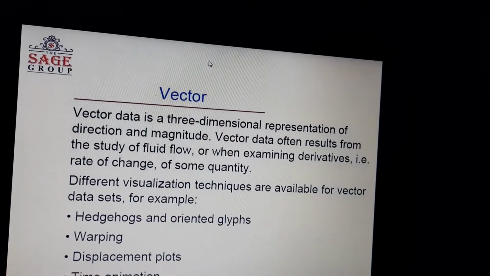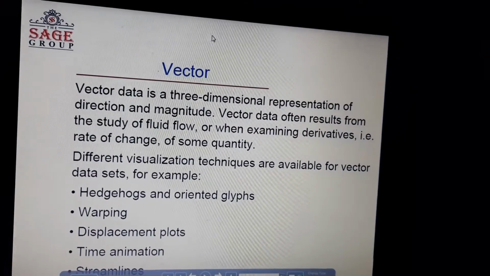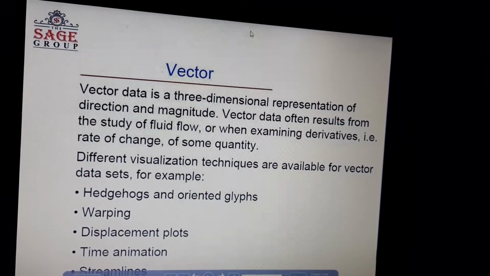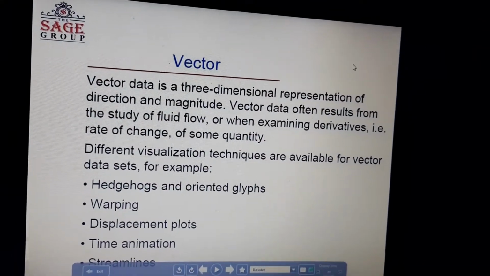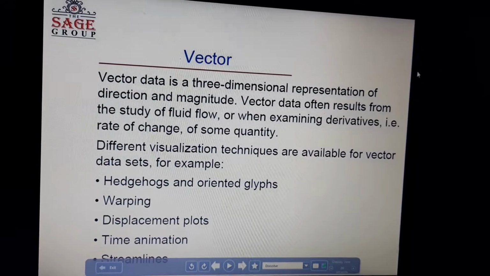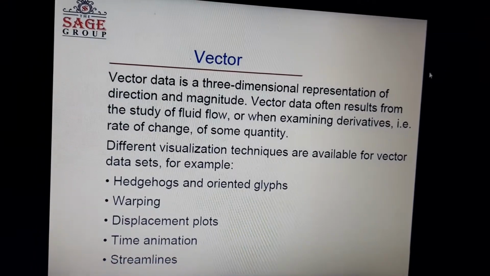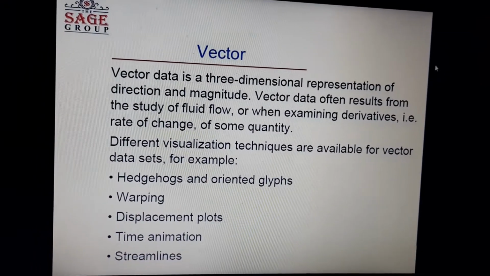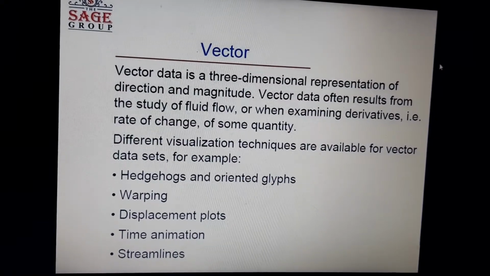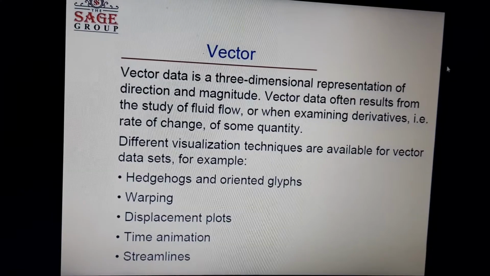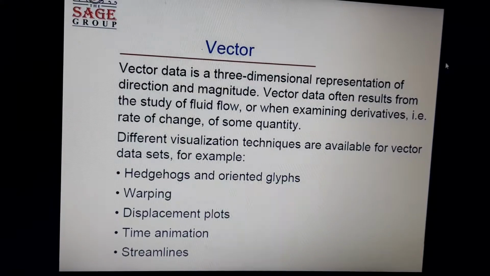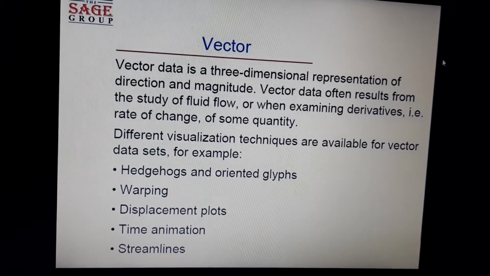Okay, and here are some methods for visualizing. The first one is hedgehogs and oriented glyphs. Next is warping, displacement plots, time animation and streamlines. These are some common methods for visualizing different vector data.